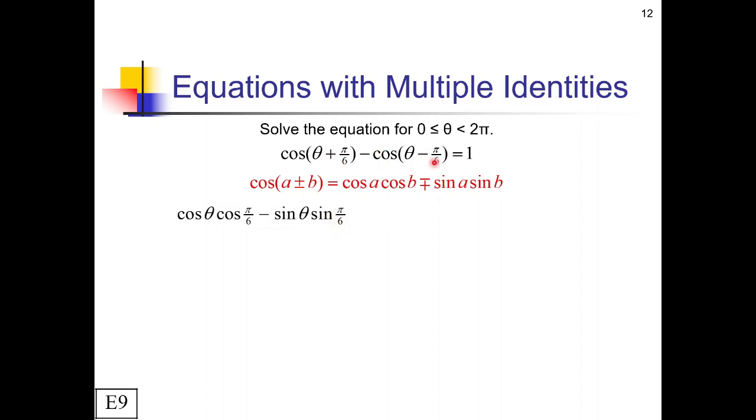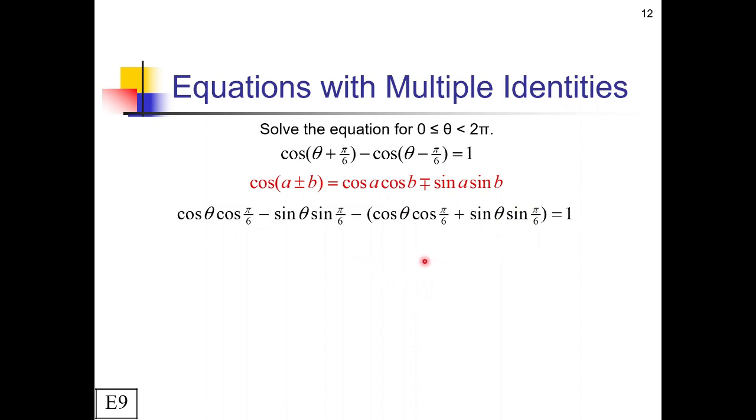And then I've got all of this other identity over here. I'm going to put everything from this one in parentheses. So I'm going to have a minus, parentheses. And I'm going to have cosine of theta times cosine of pi over 6. And since this is negative for this theta, pi over 6 pair, this will be a plus in here. So plus sine of theta sine of pi over 6. All of that equals that little 1 at the end. Now this looks like an absolute mess.